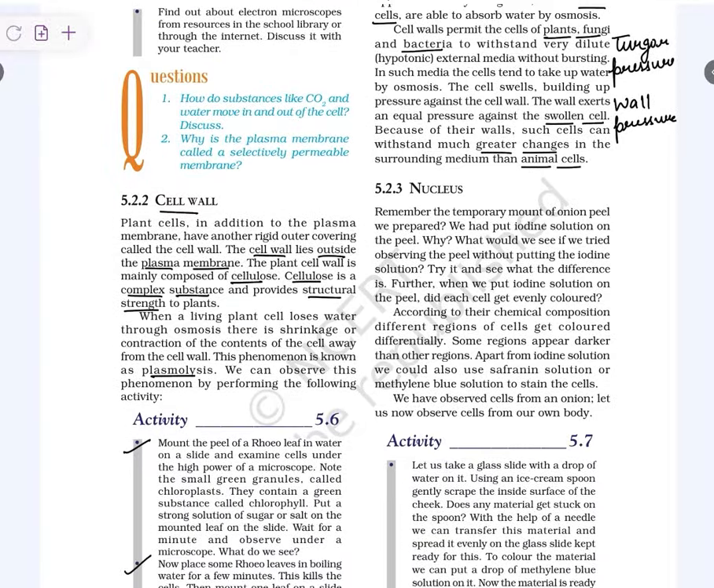Now the next component is the nucleus. Earlier, in the earlier chapter, we read about the temporary mount of onion cells, right? तो उसमें हमने देखा था there was a dot-like structure, that was the nucleus.